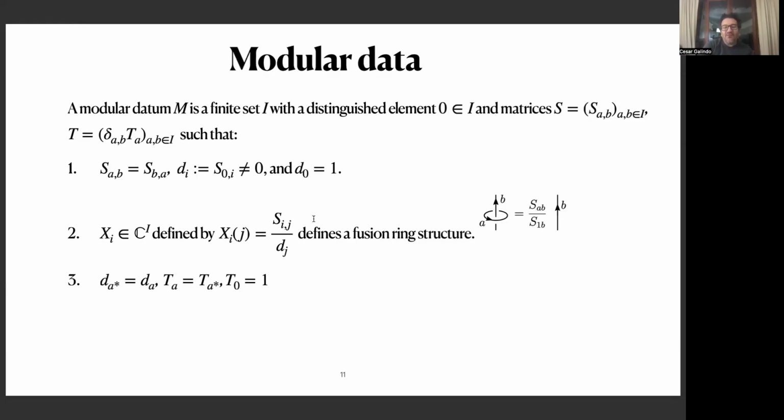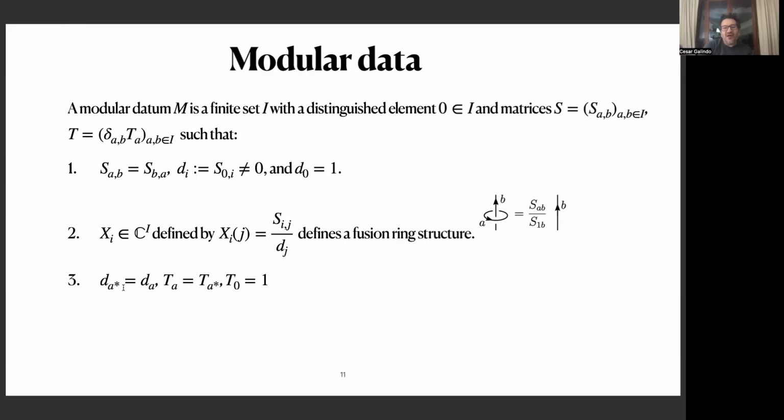And it has to be a fusion ring. Yes. This is, again, basically the Verlinde formula. So the point is that associated with a modular data, explicitly we have a particular fusion ring. The fusion ring is the fusion ring generated inside of this algebra, this commutative algebra, by this particular basis. Yes. And there are some additional conditions.